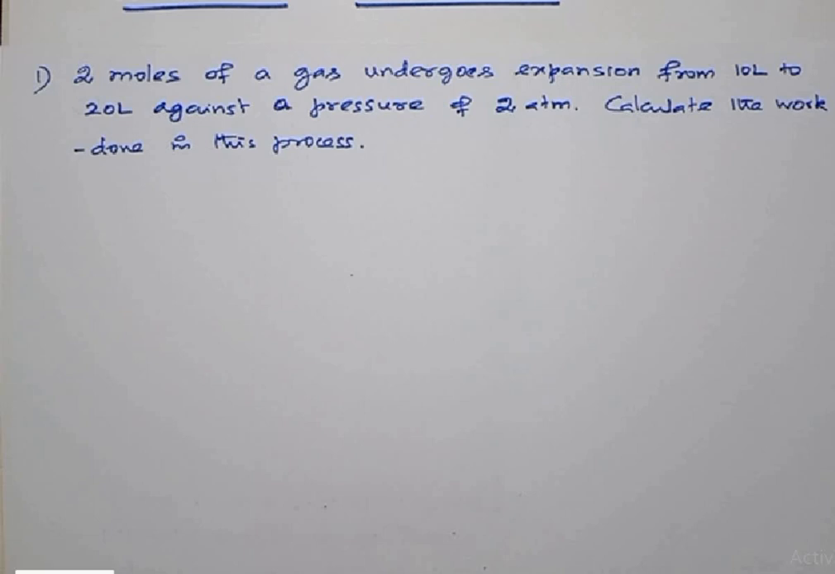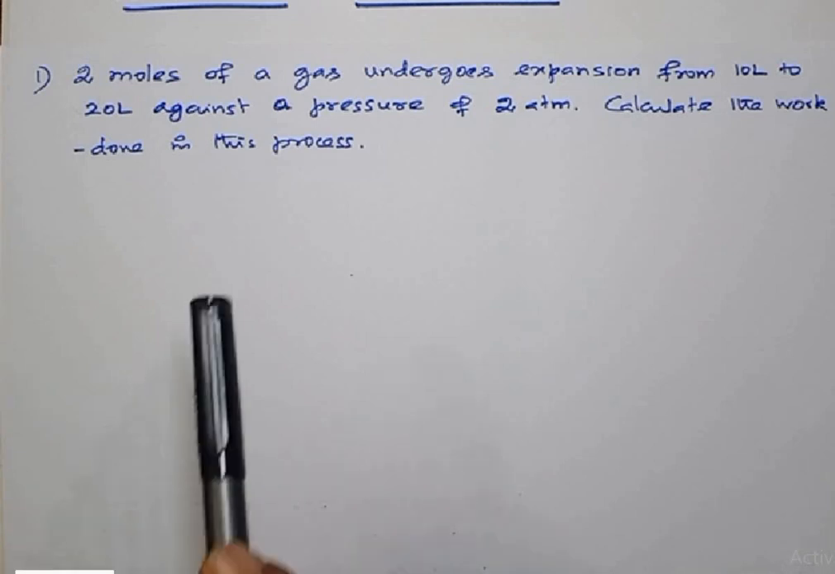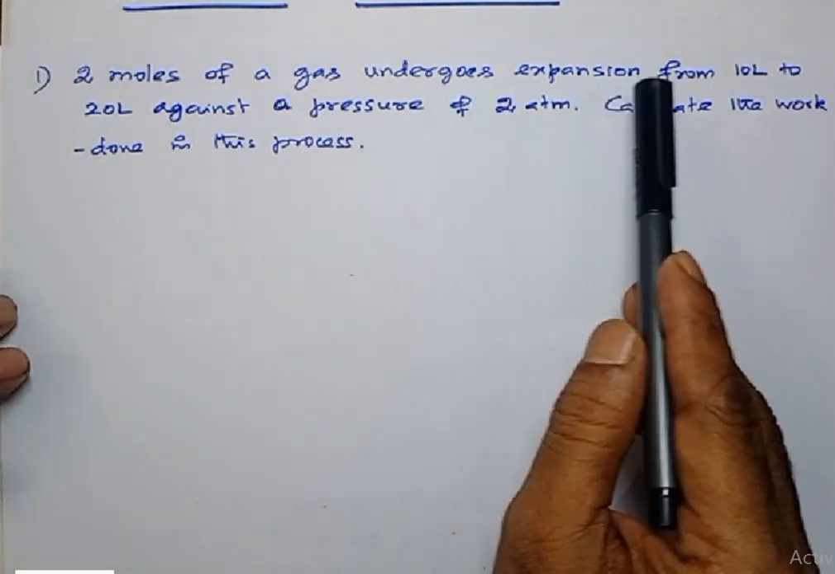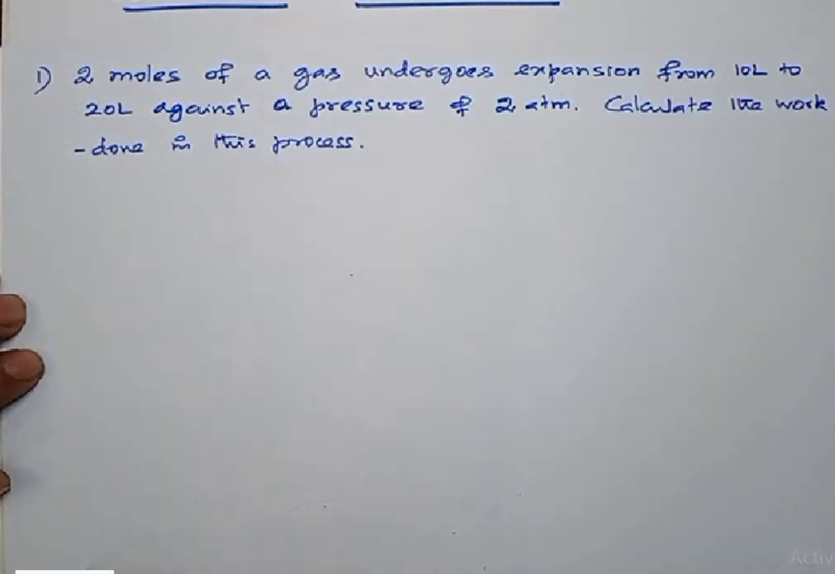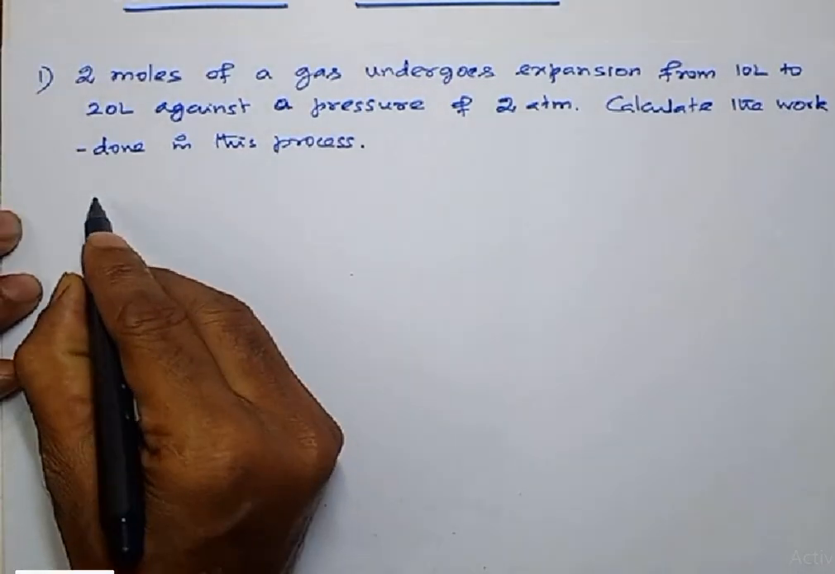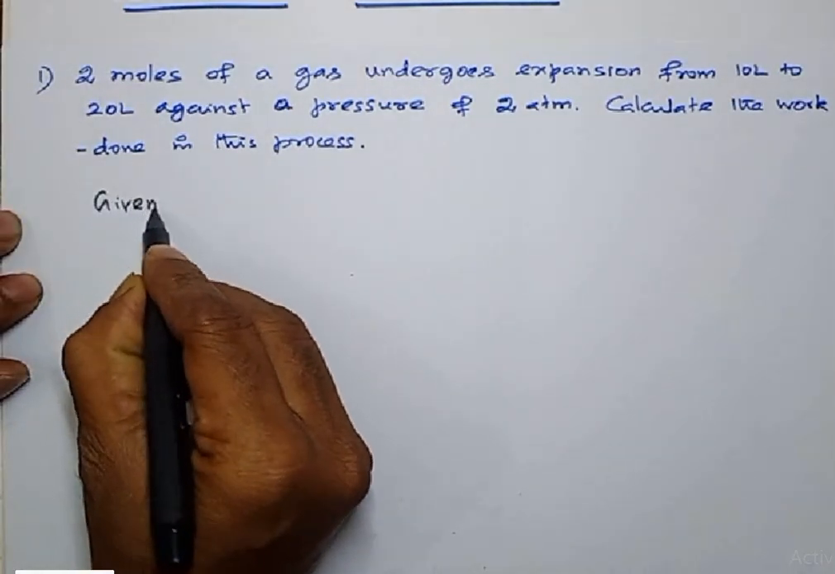Okay, we'll discuss some of the numerical problems under the thermodynamics chapter. So this is question number 1. 2 moles of a gas undergoes expansion from 10 liters to 20 liters against a pressure of 2 atmosphere. Calculate the work done in this process. Okay, so what are the data given?